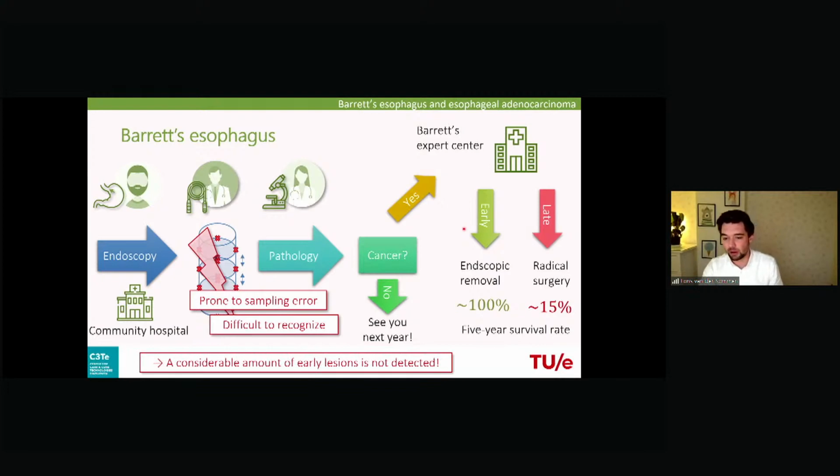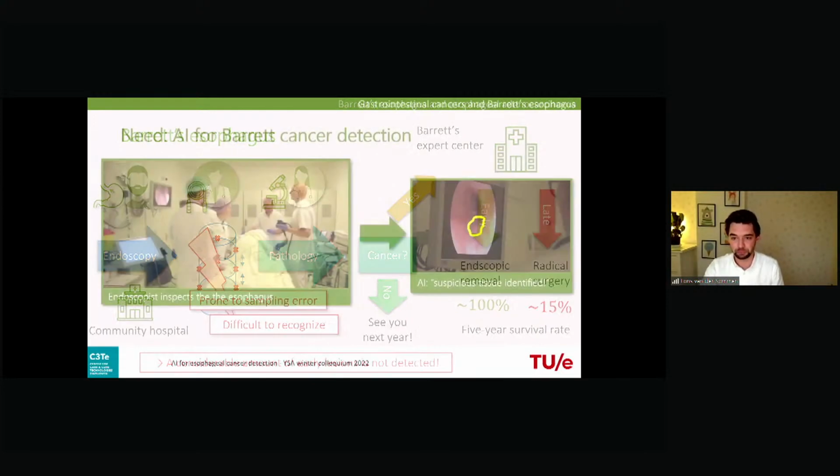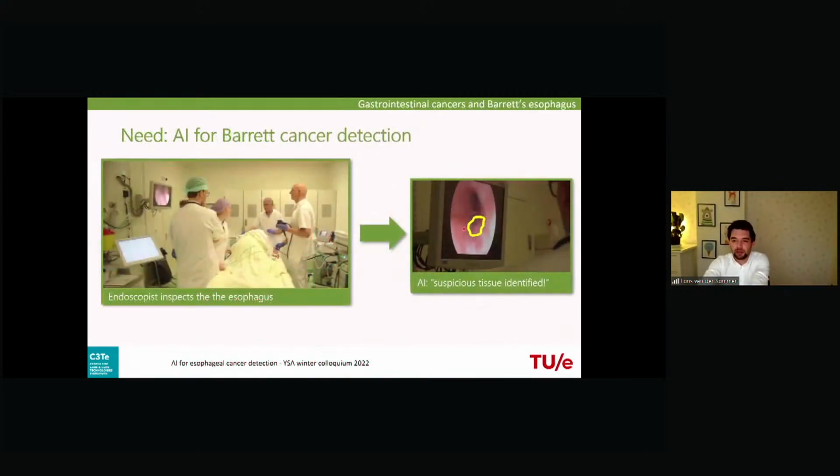So a considerable amount of lesions is not detected at an early stage, leading to a very low survival rate for this type of cancer. So then basically this guy, which you see over here, he's an endoscopist here in Eindhoven at the Catharina Hospital. He basically called our university with the simple question: okay, my phone can detect faces, why can my endoscopy system not detect cancer? And so basically what he wanted is something like this, that we have this AI system telling him this is a suspicious lesion and you should have a closer look or maybe even take a biopsy over there.